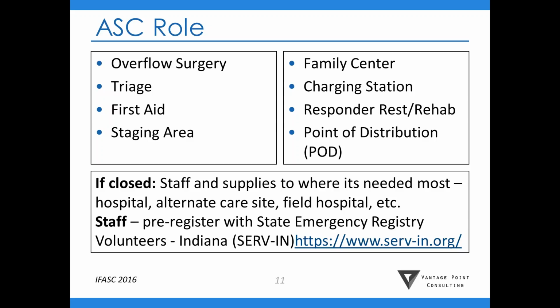Another way that an ambulatory surgery center might be utilized, again, because you have generators in case there is a power outage, you have different kinds of areas set up, is what we call a charging station. This happened in Joplin, Missouri. It happened in the Gulf Shore states for the hurricanes. It happened in the Northeast states during the hurricanes.